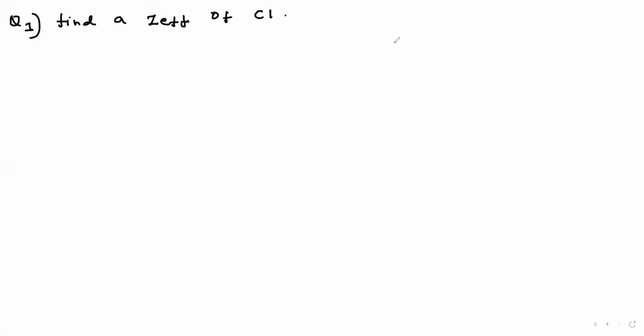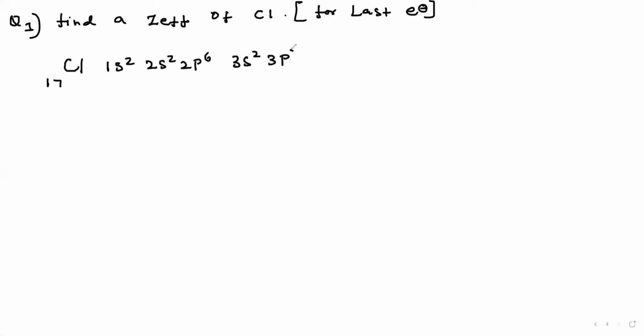That is all they have given. Did they mention in the question? They did not mention. Then what should we consider? We consider for which electron? The last electron. We know very well the Cl atom has atomic number 17. The configuration is 1s2 2s2 2p6 3s2 3p5.